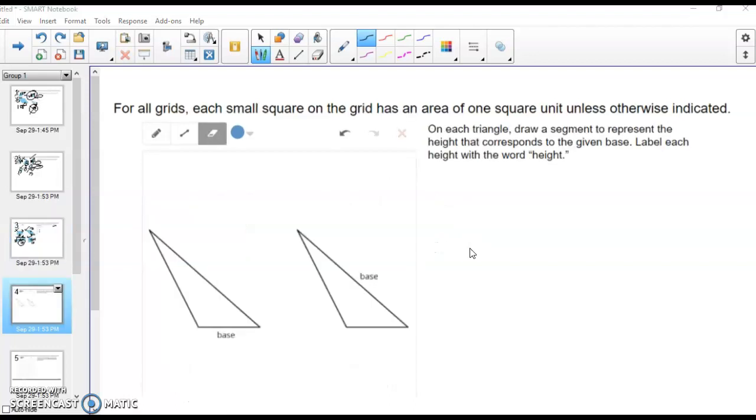On each triangle, draw a segment to represent the height that corresponds to the given base. Label each height with the word height. So for this first one, again, we want to take our base and we want to draw it out where it meets our vertex at a 90-degree angle to show the height. For the second one, our base is going to again meet at the vertex to give a 90-degree angle, and this would be our height.